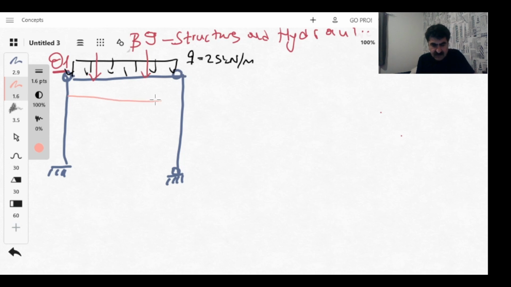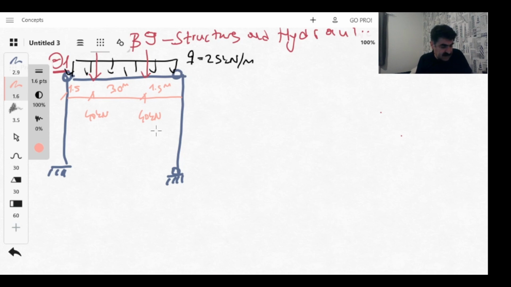So if I try to derive the dimensions, the total span is 6 meter, and this is 1.5 meter, and this is 3.0 meter, and this one 1.5 meters. Any other loads? We don't have it. We have 3 point loads, and these loads are given as 40 kilonewton, 40 kilonewton, and 40 kilonewton.